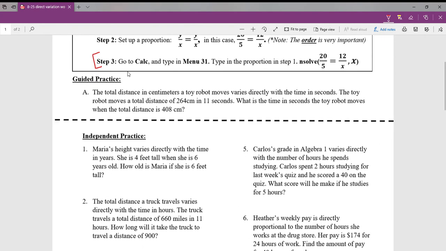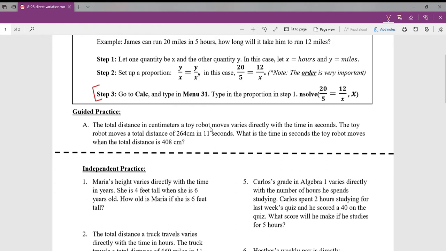So it says the total distance in centimeters a toy robot moves varies directly with the time in seconds. So yesterday we went through and on every single one we wrote down y over x. Well, today what I want you guys to do for every single one is to write down the two different types of units that the problem's talking about. So in this one, it's talking about centimeters and time in seconds. So what I want to see on each one is centimeters over seconds. And again, you can completely write that out. You can abbreviate it. I just kind of want to make sure that we know what type of fractions we're setting up.